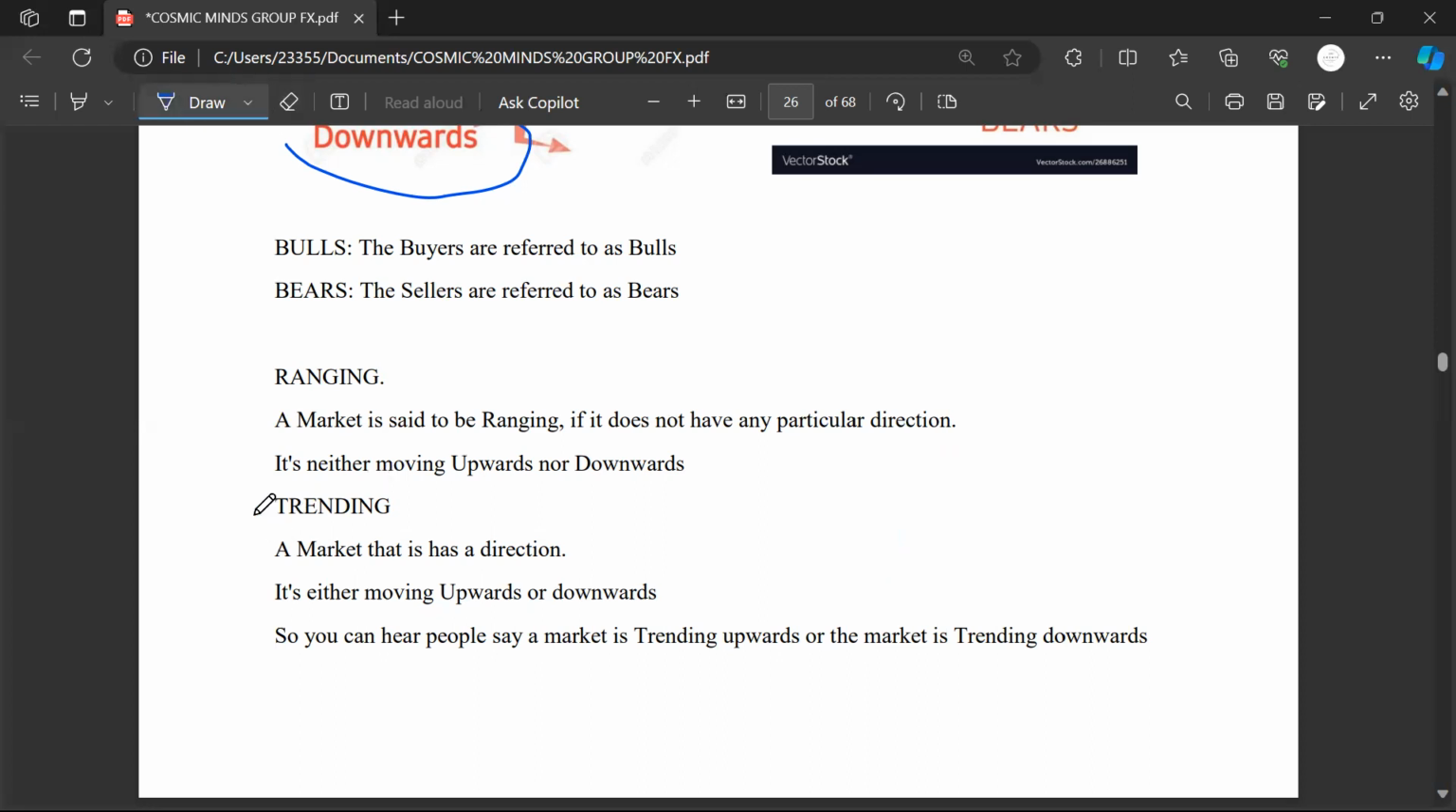Now let's move to the trending market. In fact, I've even used that explanation in the ranging market, right? So in the trending market, there's a particular direction. It has a direction, whether upwards or downward. It's very clear. Yes, that is it. You can hear people say a market is trending upwards or trending downwards. It's either moving up or downwards. That's what it means, right?